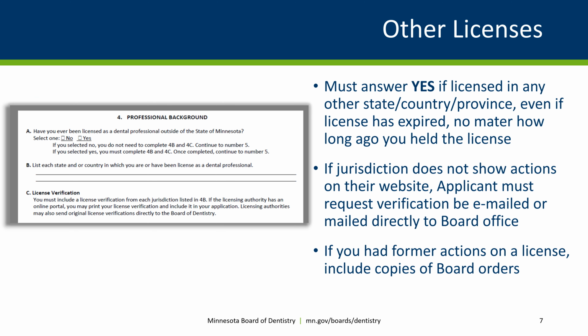The next section of your application will ask professional background questions. You must answer yes if licensed in any other state, country, or Canadian province, even if the license has expired and no matter how long ago you held the license. If that jurisdiction does not show actions on their website, the applicant must request verification be sent directly to the board, either to our general email or mailed to our board office. If you have had former actions on a license, include copies of the board orders.